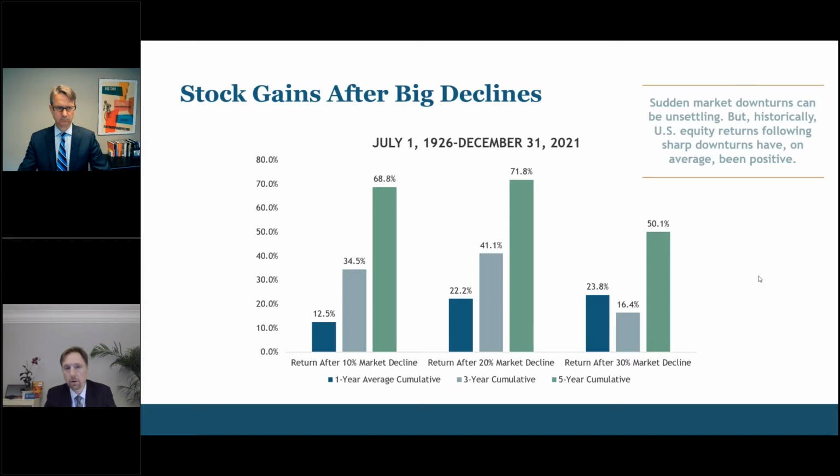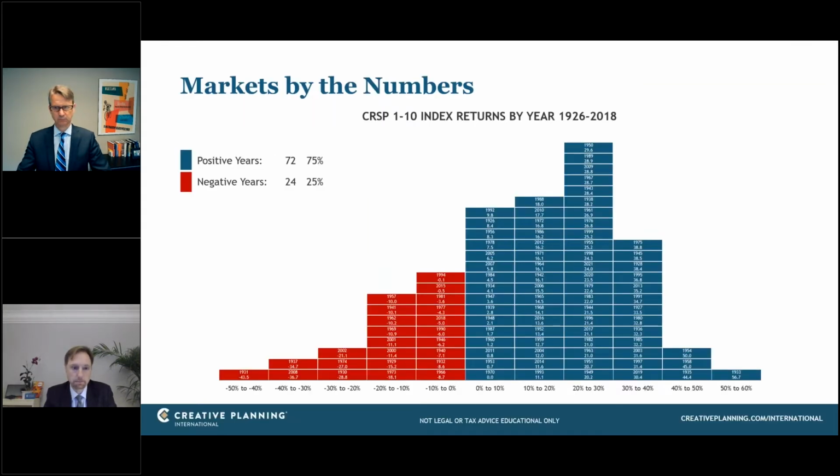And this even argues for maybe now is a potentially attractive entry point if you're thinking about it. So rather than playing defense, maybe now is the moment to be thinking about playing a little bit of offense and taking advantage of the downfall in stock prices.